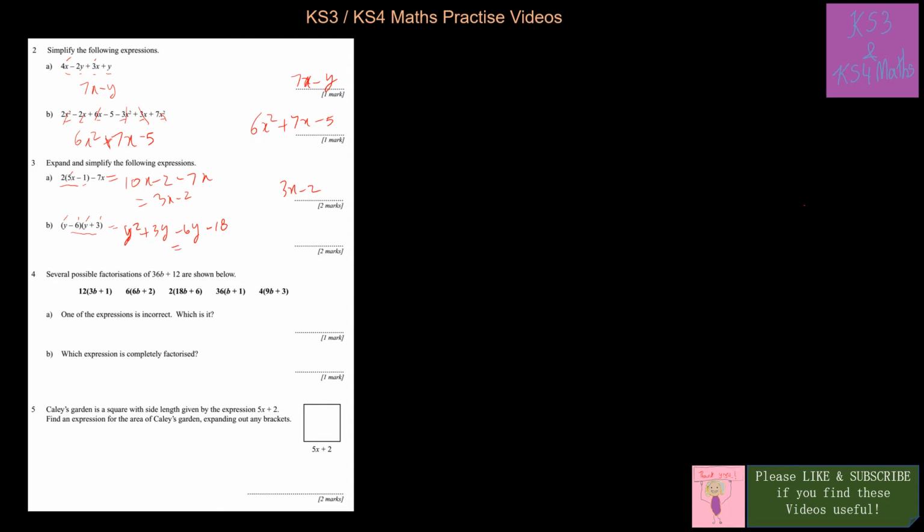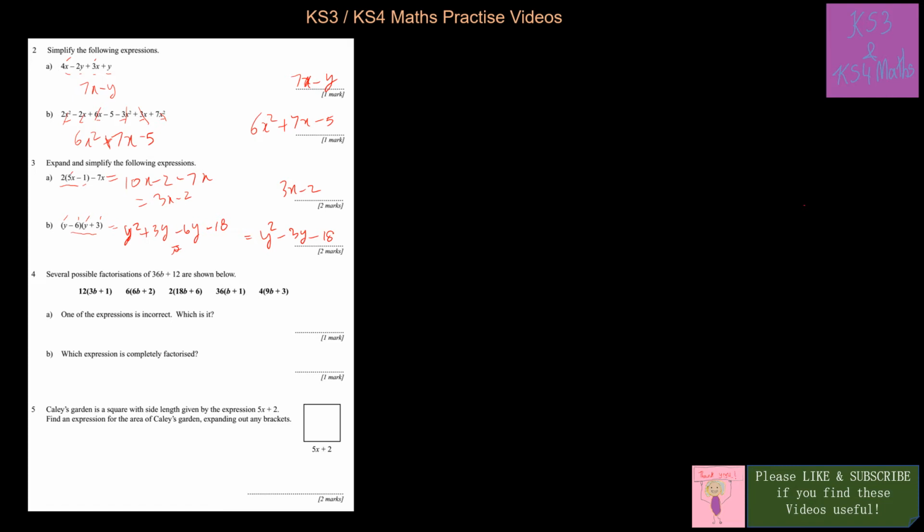So the answer is, we can write equals y square minus 3y plus 3y minus 6y is minus 3y. Okay, because you take the sign that the bigger number has, that comes in the answer. Because 6 is a bigger number and 6 has a minus sign, so we will write it's minus 3y and then minus 18.